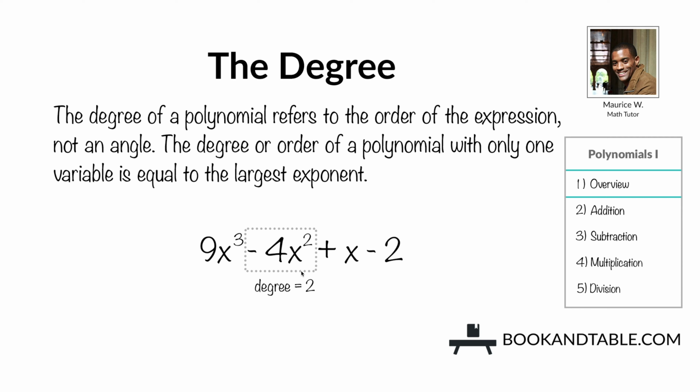Then we have -4x squared. The constant has a degree equal to 0. The variable x has an exponent equal to 2, so this term has a degree equal to 2. And 9x cubed, 9 has a degree of 0, x has a degree of 3, so this term has a degree of 3, and the degree of the entire polynomial is equal to the degree of the largest exponent. So the degree of 9x cubed minus 4x squared plus x minus 2 is equal to 3.